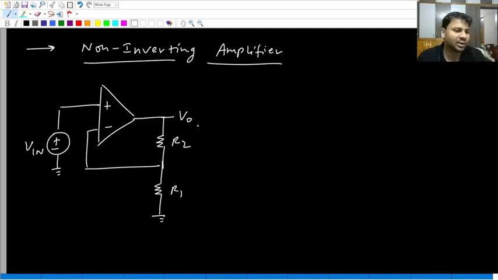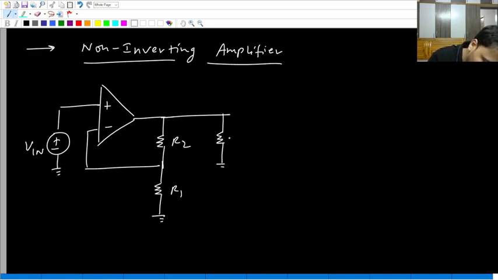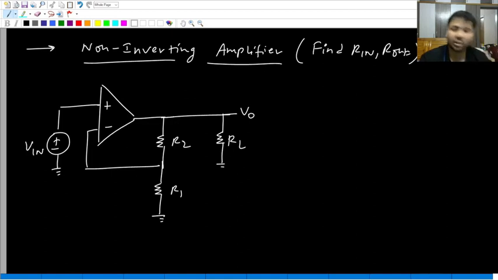Is there a load in this circuit? There is no load, right? Load means RL. So whenever in any circuit there is no load, you can always connect the load between output and ground, across the output port. Yes, between output and ground, let us connect a load resistance RL, and this is V0. Okay. And what is the goal? It is to find Rin as well as Rout, the input and output resistances.